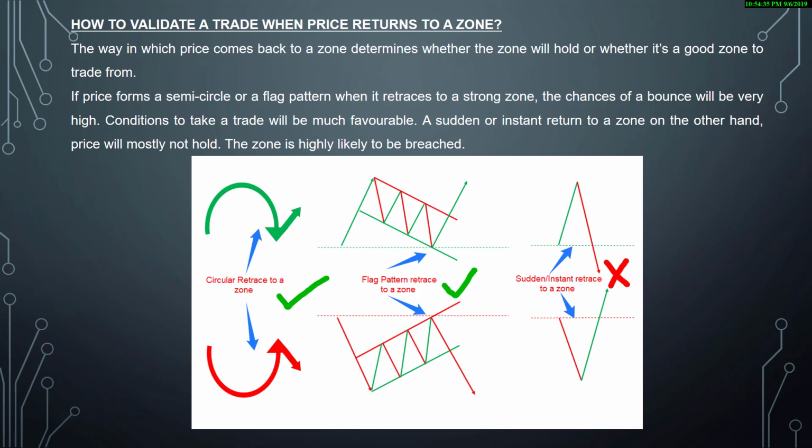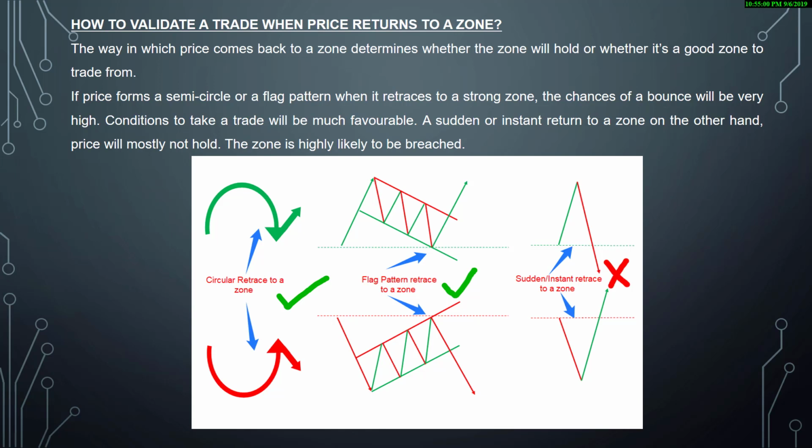The way in which price comes back to a zone determines whether the zone will hold or whether it's a good zone to trade from. If price forms a semicircle or a flag pattern when it retraces to a strong zone, the chances of a bounce will be very high, right? So conditions to take a trade will be much more favorable.